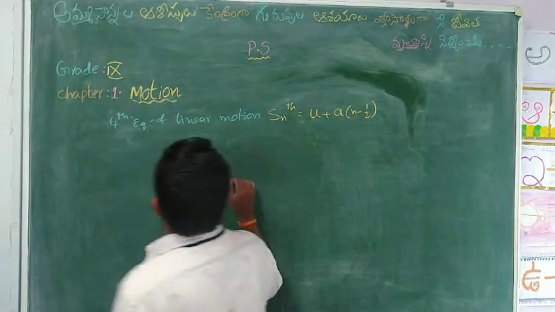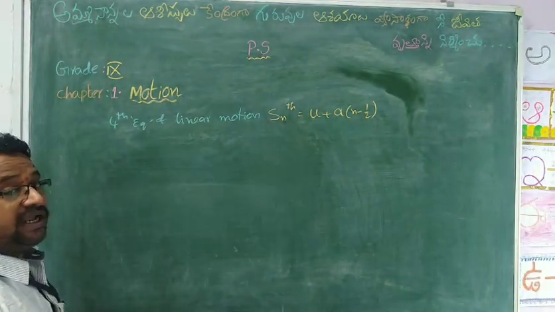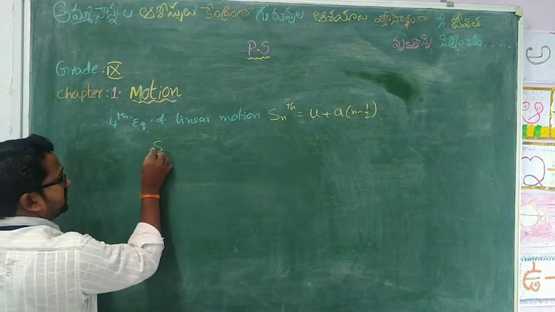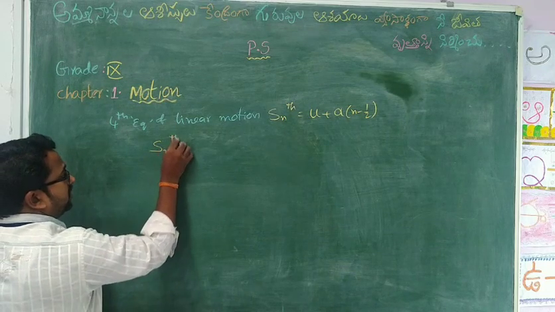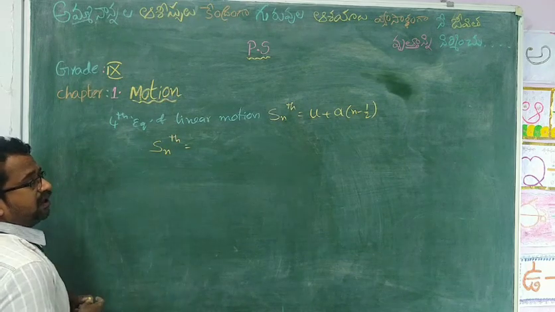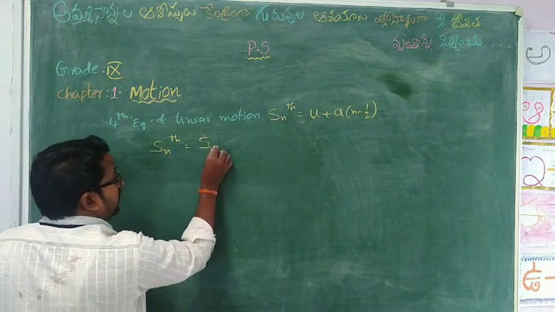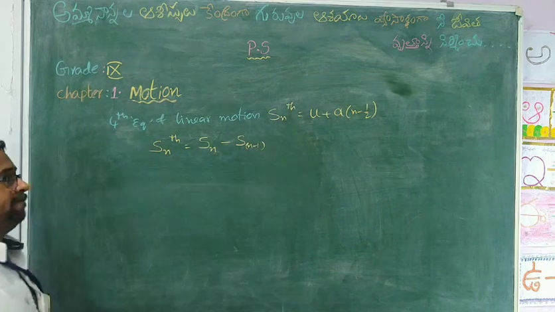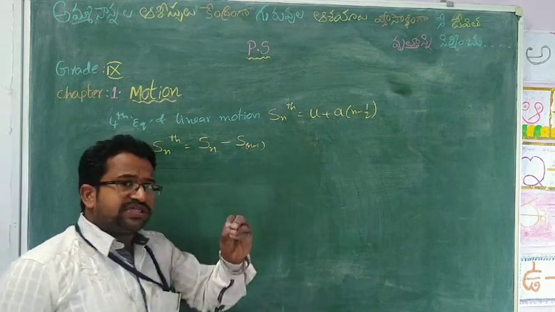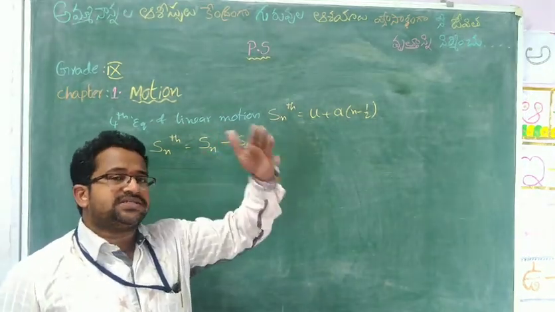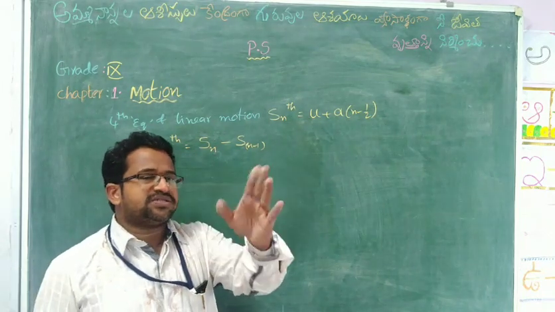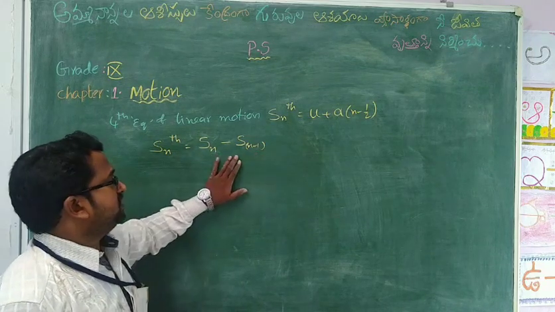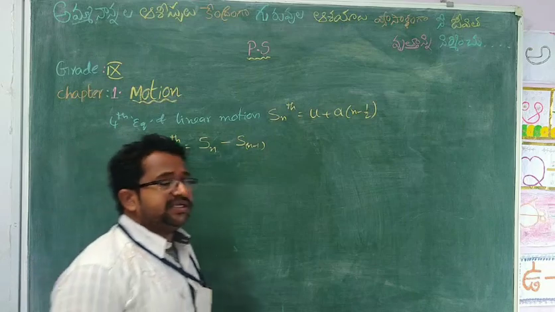Now, I want to find the distance or displacement in the nth second. How will I get it? Distance in n seconds minus distance in n minus 1 seconds. That's all. If you want to get the 5th second, 5 minus 4. If you want to get the 6th, 6 minus 5. Just subtract 1. If I want to find n, then n minus 1. So it is the fundamental formula to find the derivation of Sn.